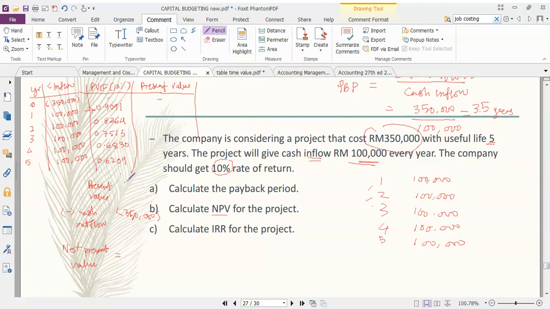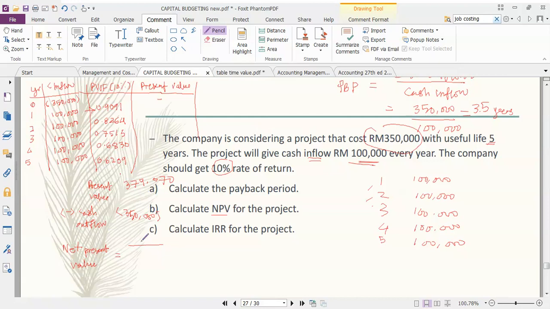Yes, that is the correct answer. 379,070 is the total present value. If you want to calculate the net present value, you must minus the cash outflow, that is 350,000, the cost of the project. Then you will get the net present value.